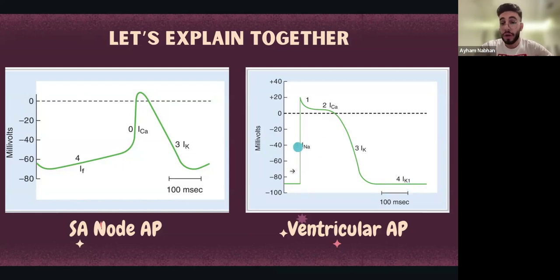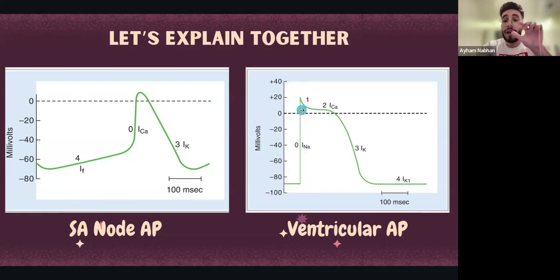Now we're going to phase 0, where the rapid depolarization takes place. Rapid depolarization takes place due to the opening of the fast voltage-gated sodium channels. A large amount of sodium gets into the cell, making this rapid depolarization until it reaches the peak potential. When it reaches the peak potential, we have phase 1, which is the early repolarization.